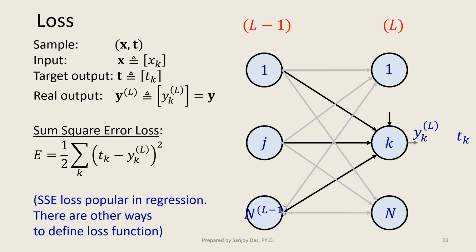And the loss function can be defined as half summation over k of (tk minus yk^L) whole squared. Now this is the sum square error loss or SSE loss, and that's popular in regression. We can have many other ways to define the loss. Now this yk superscript L is nothing but the output of the neural network, which is y.